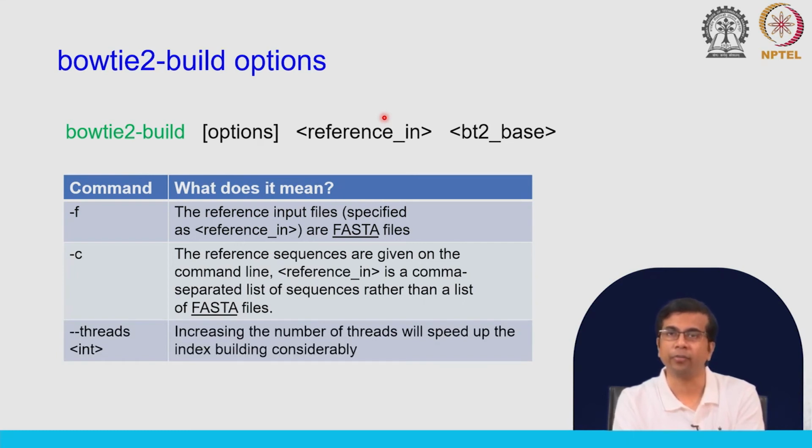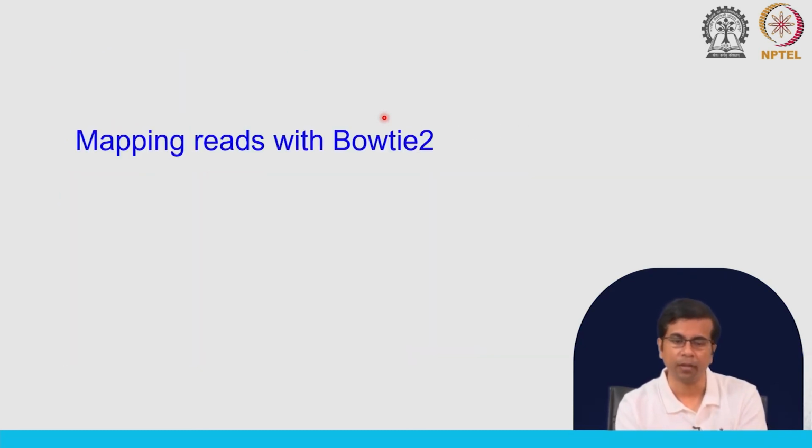For example, you can use --threads followed by a number. This int means there should be an integer. If you say, for example, --threads 4, it parallelizes the process, so it will actually speed up the index building process. This is something to do with the computer system. Once you have built the indexes, you can then go ahead and map reads with Bowtie2.